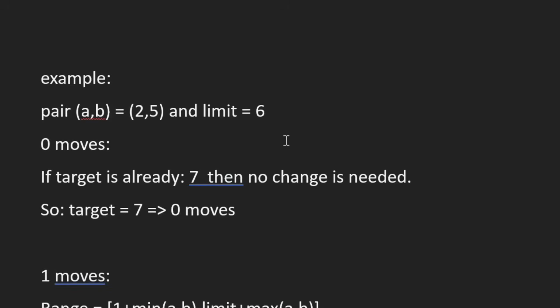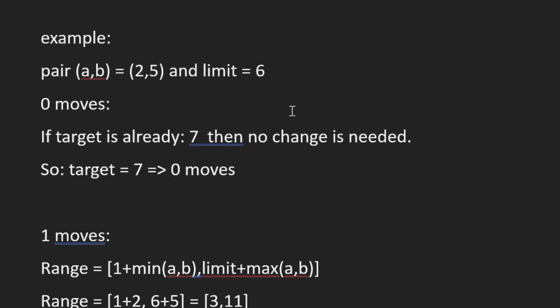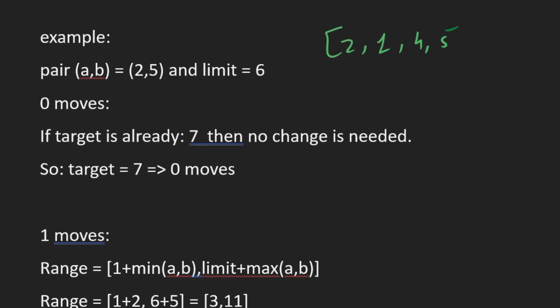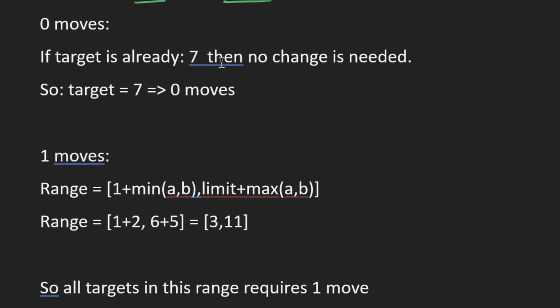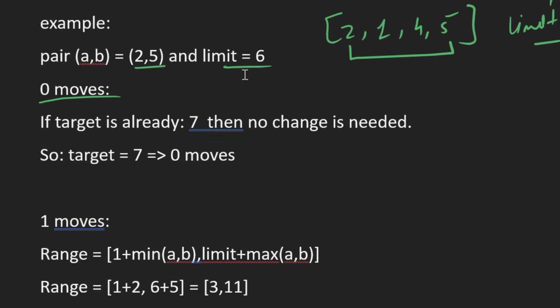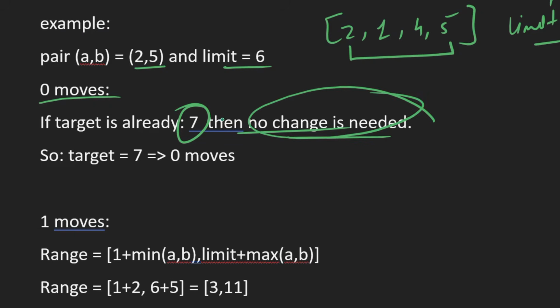So let's try to understand with the help of an example. We have taken the array 2, 1, 4 and 5. So this is our array, and our limit is 6, right? So the first pair is 2 comma 5, and the limit is 6. First we see the case of 0 moves. 0 moves means the target is the sum of 2 comma 5, which is 7. So for target sum 7 we do not need to change any element. So target equal to 7 requires 0 moves.